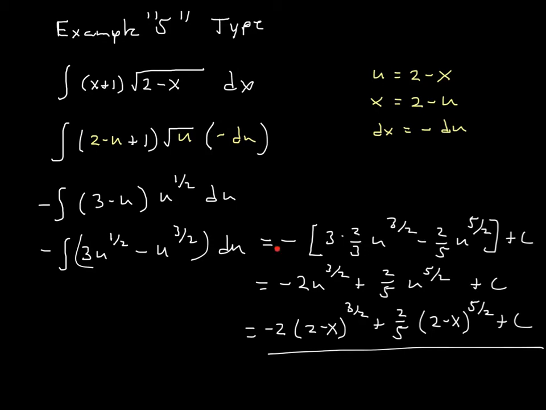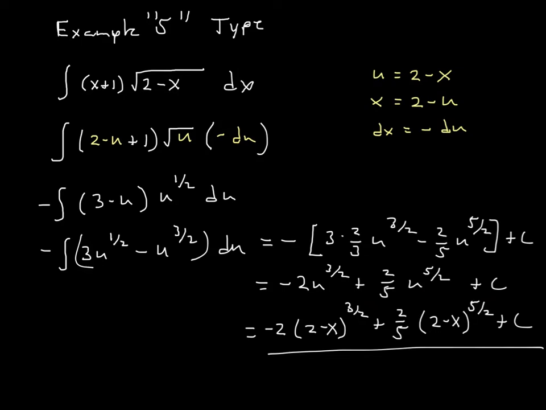So that's going to be the opposite of the integral of 3 times. When I integrate u to the 1/2, I'm going to get 2/3 u to the 3/2 minus the integral of u to the 3/2, which is going to be 2/5 u to the 5/2 plus c. Simplifying that, I get negative 2 u to the 3/2 power plus 2/5 u to the 5/2 power plus c.